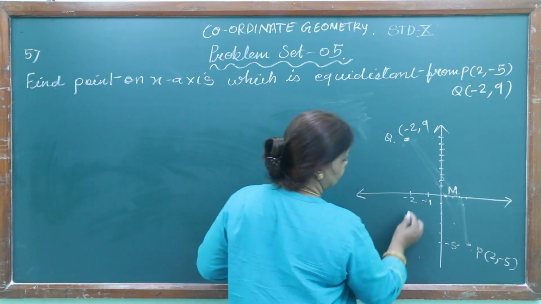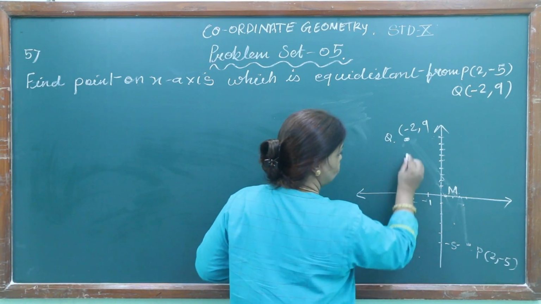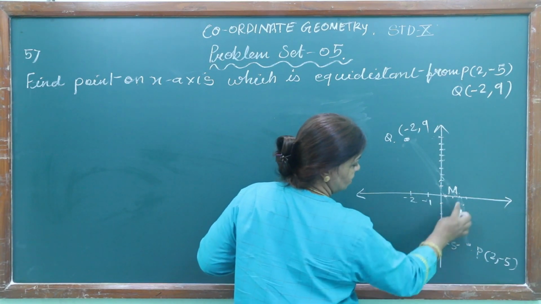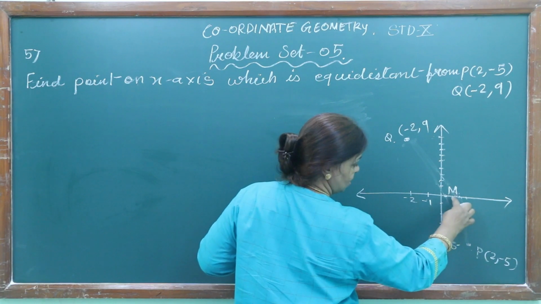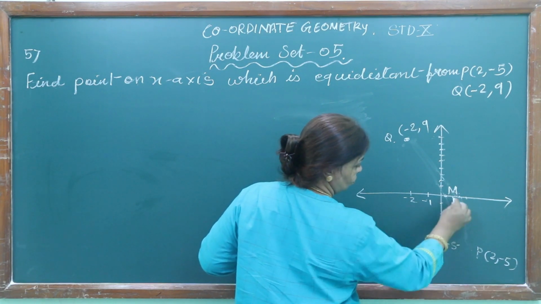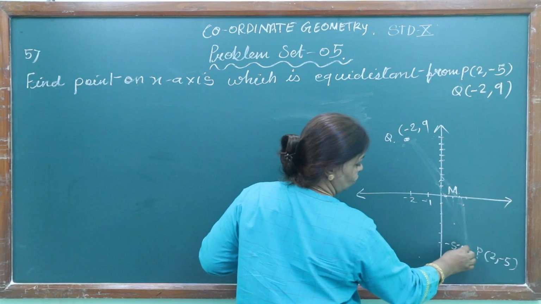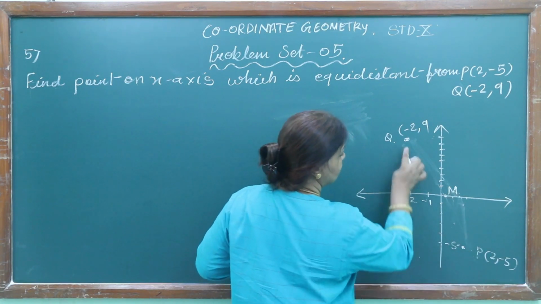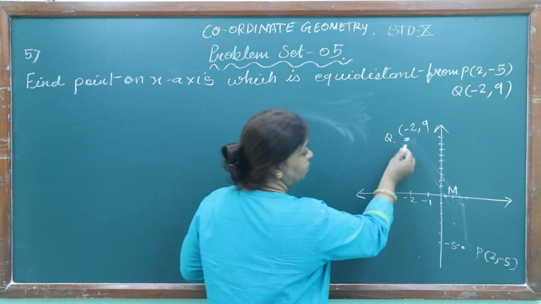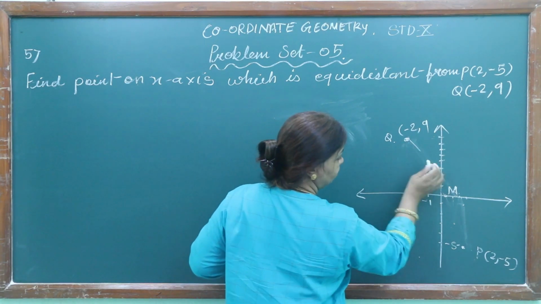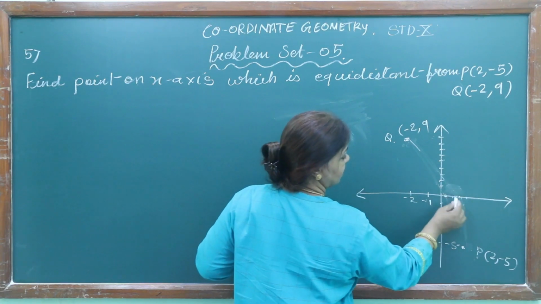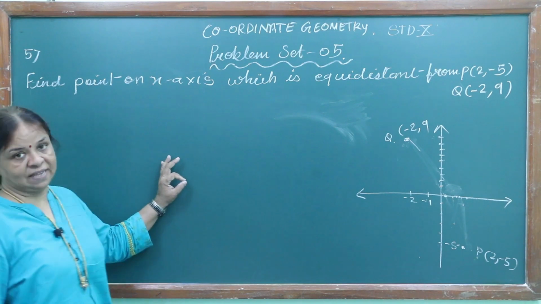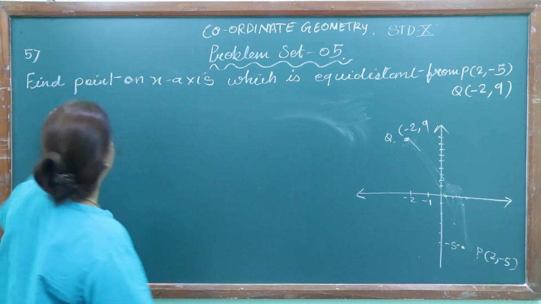Now Q is here. Q is what? (-2, 9), this point. And P is here, (2, -5). So this is the point P and this is the point Q. From this point, if I join, my point is on the x-axis and I don't know where it is. If my point is on the x-axis, its y-coordinate will be 0.